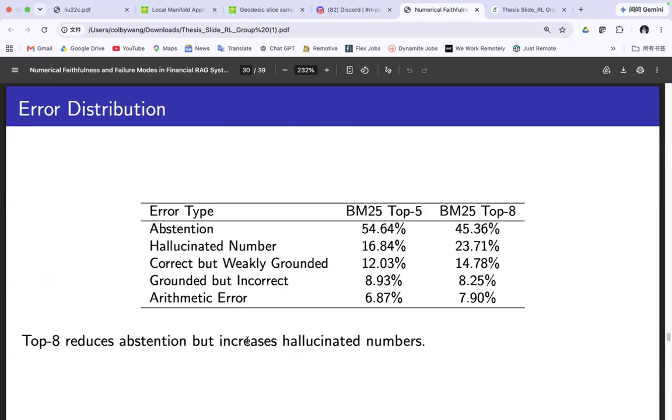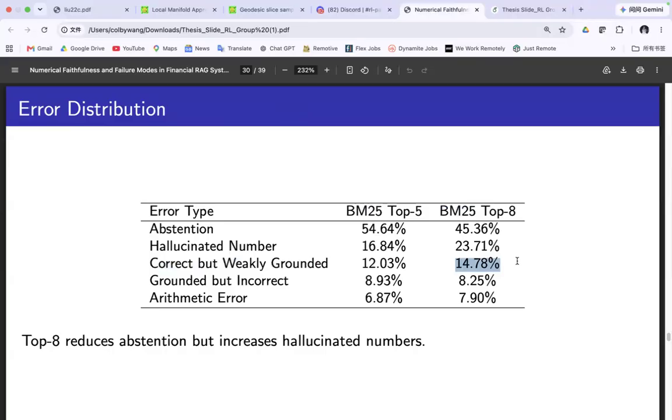Here we look at the error distribution for BM25 top 5 and BM25 top 8. So we see that increasing the top K to 8 actually reduces the abstention problem, but it also increases the hallucinating numbers. Basically the percentage of hallucinating numbers actually increases. And correct but weakly grounded means the answer could be correct, but the grounding is not completely right because it may sometimes cite irrelevant numbers.